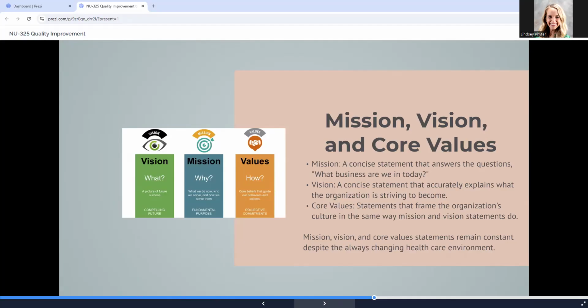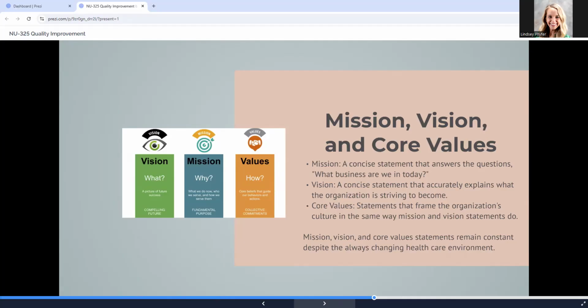And so it's important that all of these components, mission statements, vision statements, and core value statements, remain constant despite the always changing healthcare environment. So now let's talk about some examples of these to help y'all differentiate them. Mission statements aim to answer the question, what business are we in today?